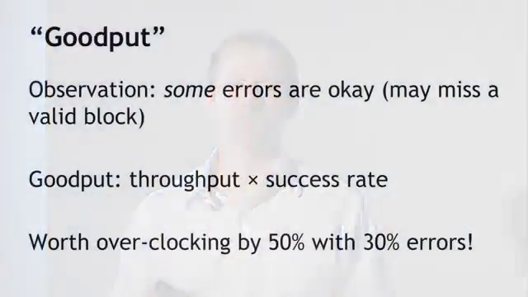And with Bitcoin mining, it might be a good idea to run the chip much faster than it was designed for, even if you introduce some errors into the process. So there's a measure of mining success called goodput, which is the throughput, how quickly you're finding blocks, times the success rate. How often does the computation actually have errors? An interesting observation is that it may be worthwhile to go much faster even if you make a large number of errors if it leads you to find valid blocks more quickly.